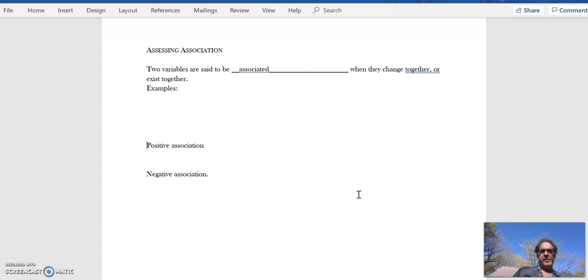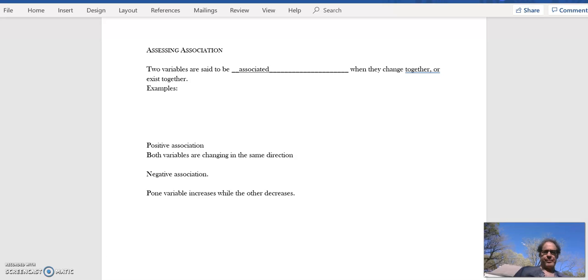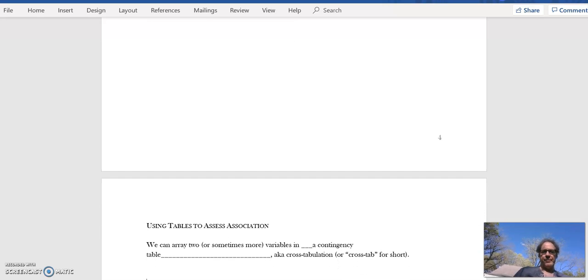We have two types of association. We've already discussed this previously in the semester. I'm just putting it here for completeness' sake. Positive association is when both variables are moving in the same direction. Either both are going up or both are going down. And negative association means one is going up and one is going down. Okay, so two types of association.